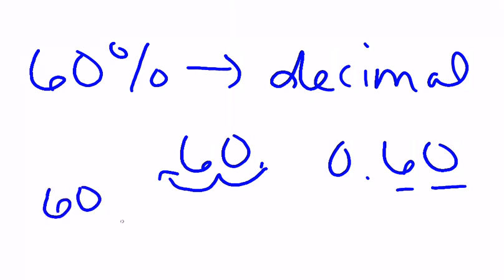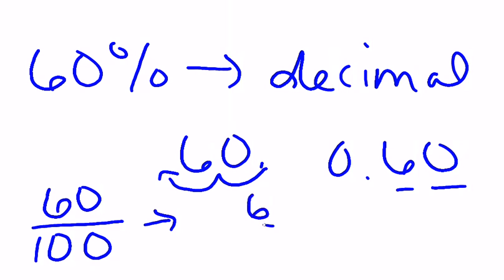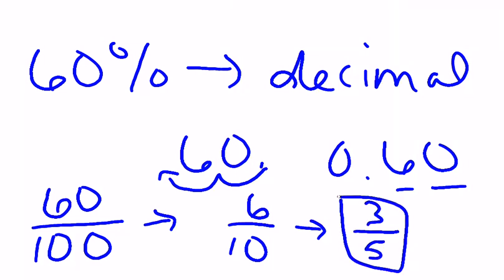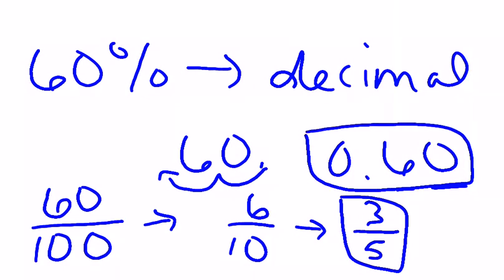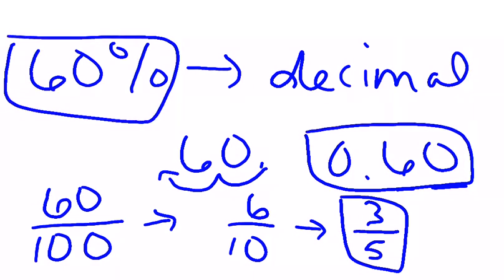So we take 60 and put it over 100, and then we have to reduce this. So first we're going to divide top and bottom by 10. We'll get 6/10, and then we're going to divide top and bottom by 2, and that gives us 3/5. So 3/5, 0.60, and 60% are all equivalent.